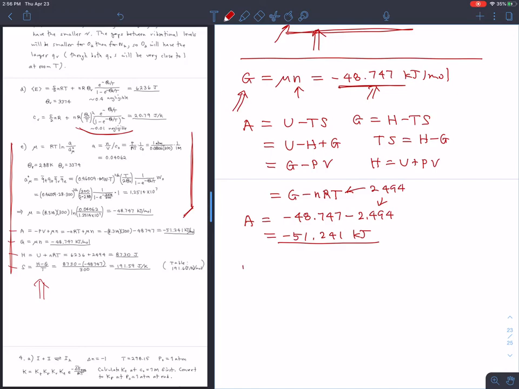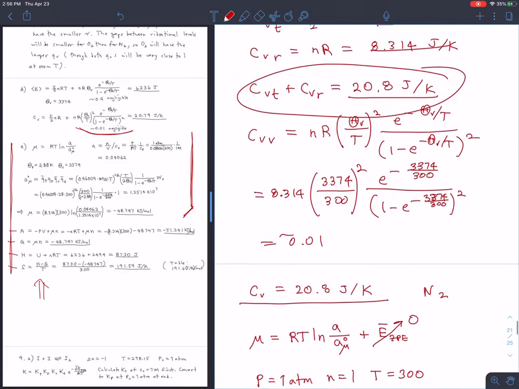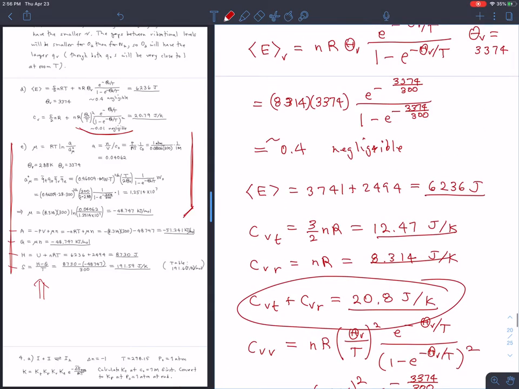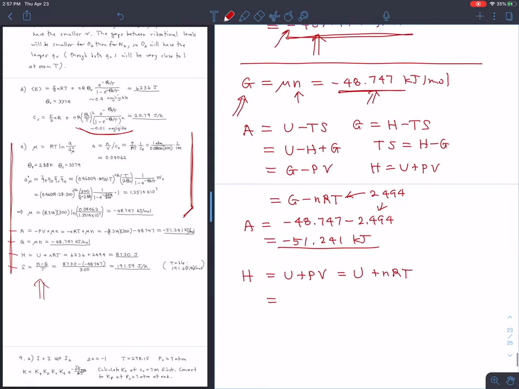Next, let's do the enthalpy. H is equal to U plus PV, which is equal to U plus nRT, which is equal to the energy we got above. Where is that? Way up here. It's 6236. 6236, RT is 2494. And so that is equal to 8730 joules.